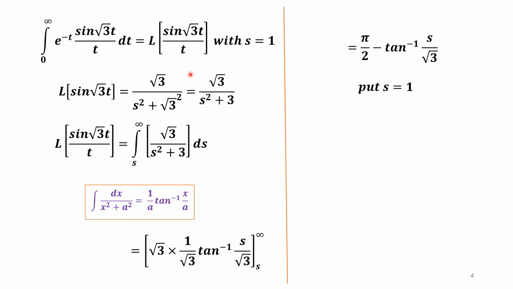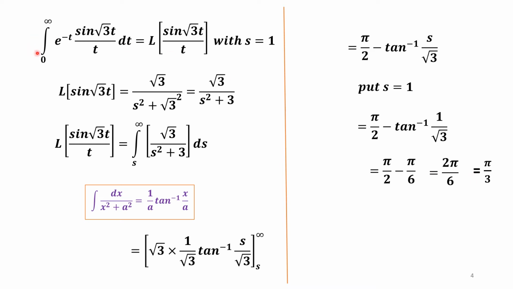So we have calculated L of sine root 3t by t. Now we have to put s is equal to 1. So when s is equal to 1, we get pi by 2 minus tan inverse of 1 by root 3. And we know that tan inverse of 1 by root 3 is pi by 6. So pi by 2 minus pi by 6, when we simplify, we will get 2 pi by 6, or we can write as pi by 3. So the value of this integral is equal to pi by 3.